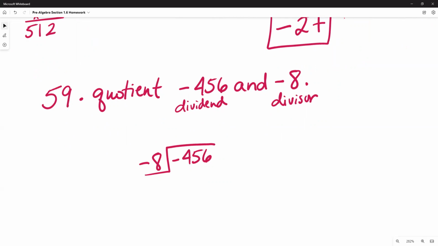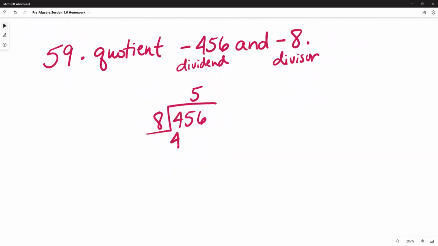-456. Also, Zachary, is our answer going to be negative or positive? Why would it be positive? Yes, because there's an even number of negative signs. Division problems are confusing enough, right? Just take them away. You know your answer is positive. So just don't put them in there anymore. 456. All right, Zachary, 8 goes into 45 how many times? Yes, 5 times. 5 times 8 is 40, right?